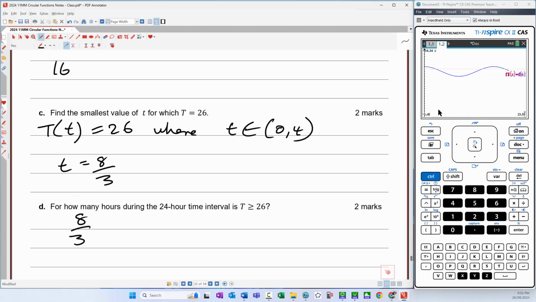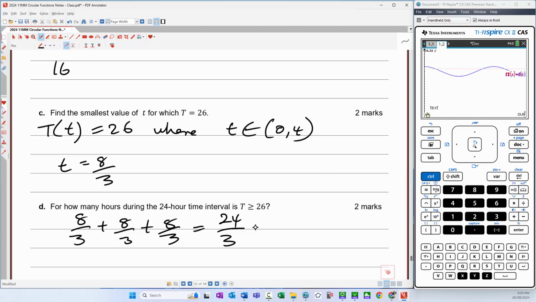Okay, so 8 on 3 is when it's above, or 2 2/3 of an hour, yep. And then it's going to be the same amount of time. This would be another 8 on 3 and another 8 on 3. So it'd be 8 on 3 plus 8 on 3 plus 8 on 3, which is 24 on 3. That's how many hours it's going to be above.